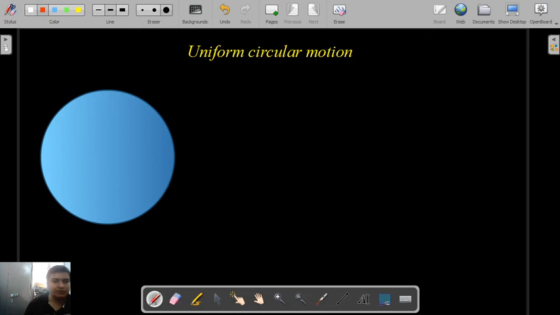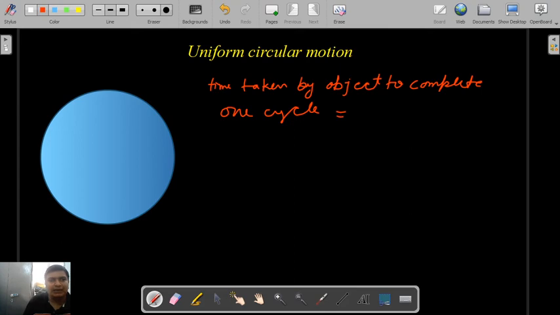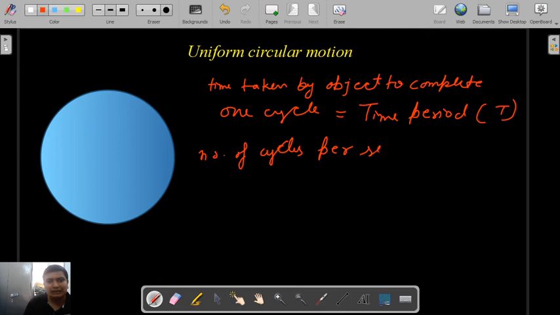Okay, now as you know, the time taken by an object to complete one cycle, the time an object takes to cover one complete cycle, that is called time period, and it is represented by capital T, and the number of cycles per second is called frequency, which we represent by small f, n or nu.